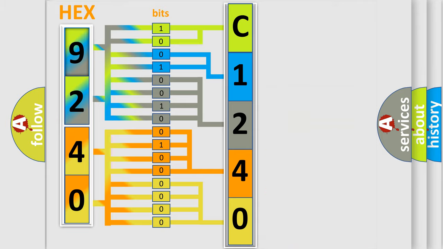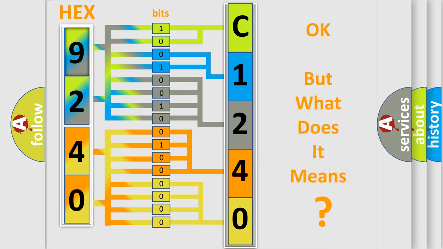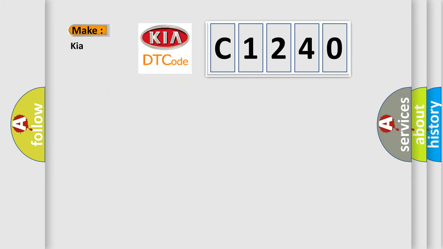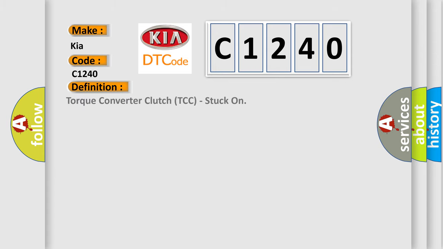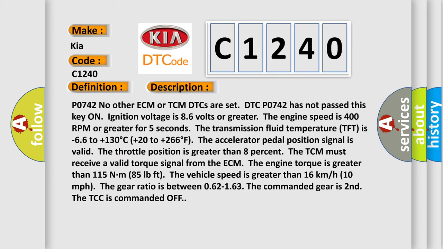We now know in what way the diagnostic tool translates the received information into a more comprehensible format. The number itself does not make sense to us if we cannot assign information to what it actually expresses. So, what does the Diagnostic Trouble Code C1240 interpret specifically for Kia car manufacturers? The basic definition is torque converter clutch TCC, stuck on. And now this is a short description of this DTC code.